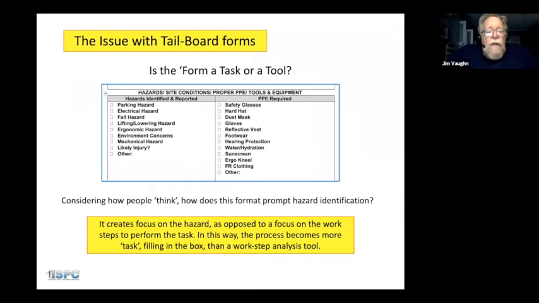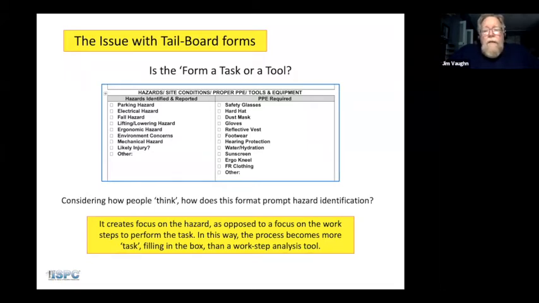Fall hazard. Yeah, we've got to wear harnesses when we're working out of the bucket. Lifting or lowering hazard. Yeah, we've got to pick up two of those 80-pound cross arms. Ergonomic. Oh yeah, man, rubber gloves really mess my hands up. Environmental concerns. Yeah, there's a beehive up there at the top, and I think it's going to rain today too. Mechanical hazard. Yeah, we're booming up and moving around and putting outriggers down. Yeah, that is. Likely injury. Heck yeah, you can get hurt doing this job.